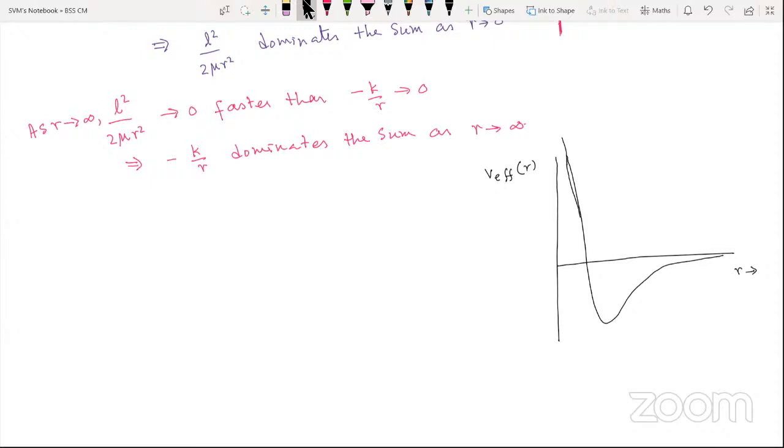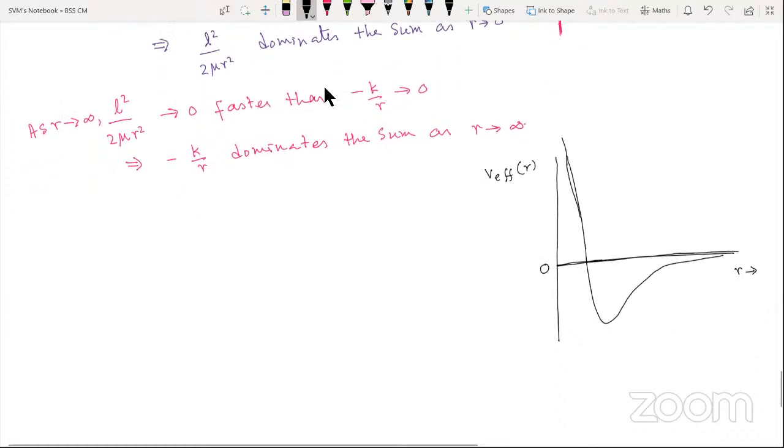Now, so this is 0 of the axis, okay, and this will go to 0 as r goes to infinity from below, and this will go to plus infinity as r goes to 0 because of the arguments that I have made in the previous two arguments.